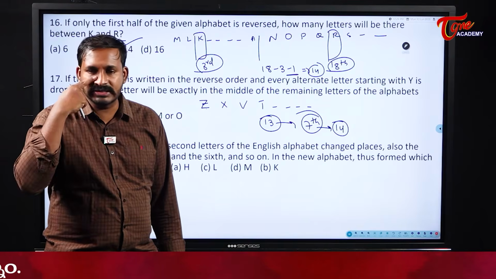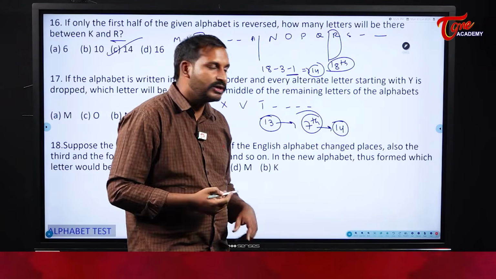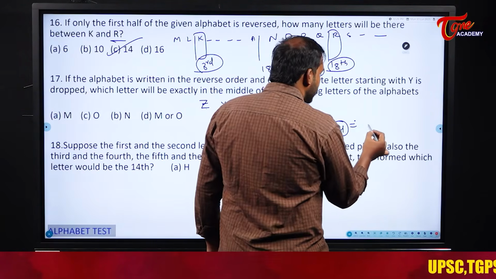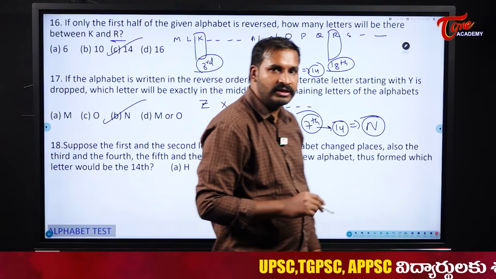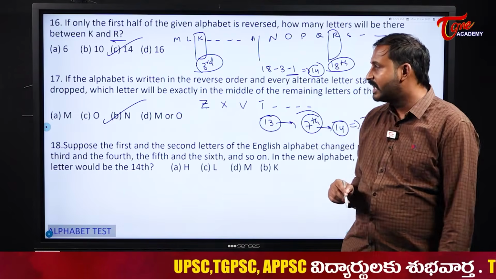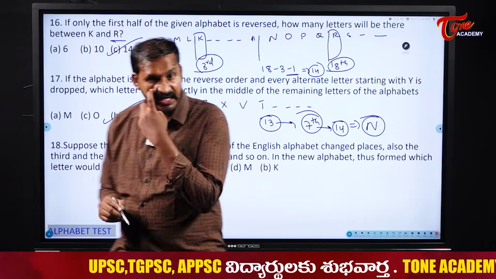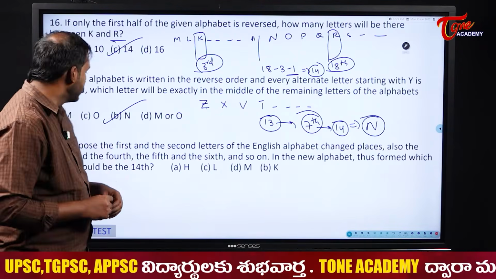What you will do is simply multiply with 2. So what is the 14th alphabet for me? N. N will be the 14th alphabet. So here our answer becomes N. N, students. Our answer here becomes N. Is it clear? Yes. Next one.